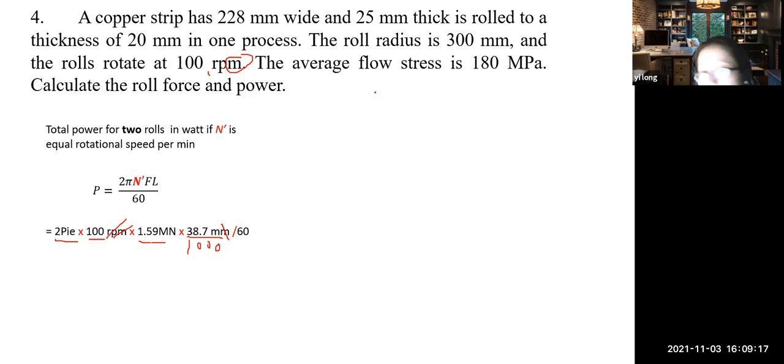Okay, correct. Remember here, kW is 1000 watts, so just be careful with the unit here. The answer is 645 kW, kilowatts. So that's question 4.